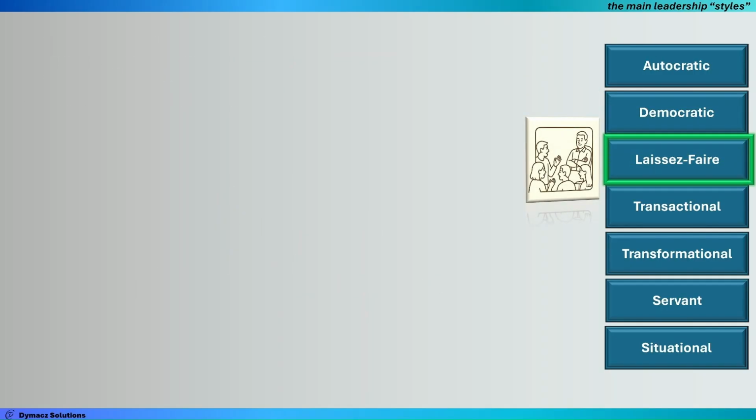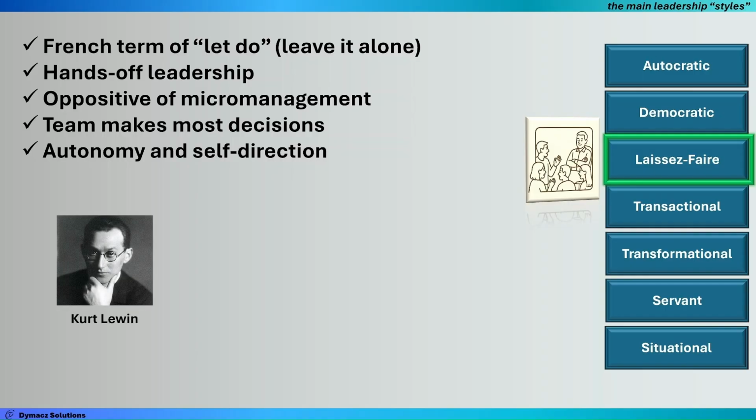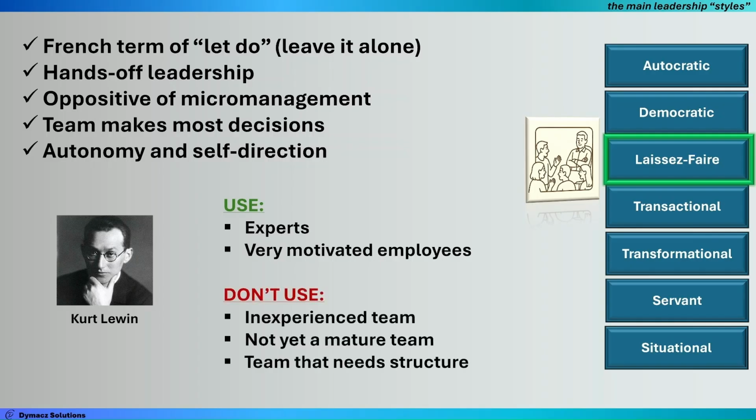Third, laissez faire. The term is French and means let do, or more loosely translated as leave it alone. Another name for this is hands off leadership. When you are hands off, you don't butt in. It's the opposite of micromanagement. With this style, the leader lets the team make most decisions. There is strong autonomy, lots of self direction. This is also from Kurt Lewin's Studies on Leadership Climates, again around the 1930s. This style is great when leading experts or very motivated employees that don't need you for the work guidance. It's not so great when the team is not experienced, not fully mature, and needs structure.